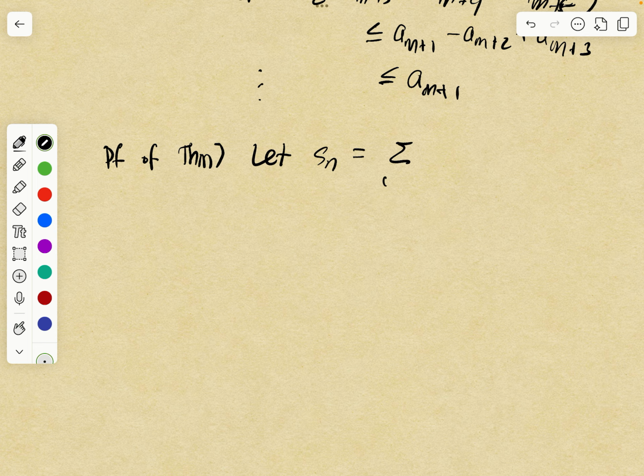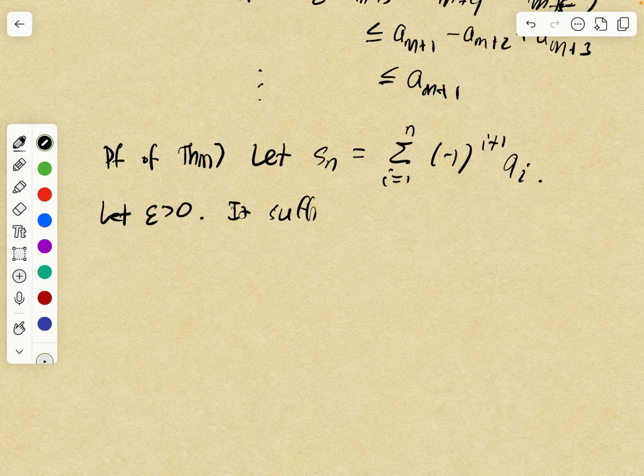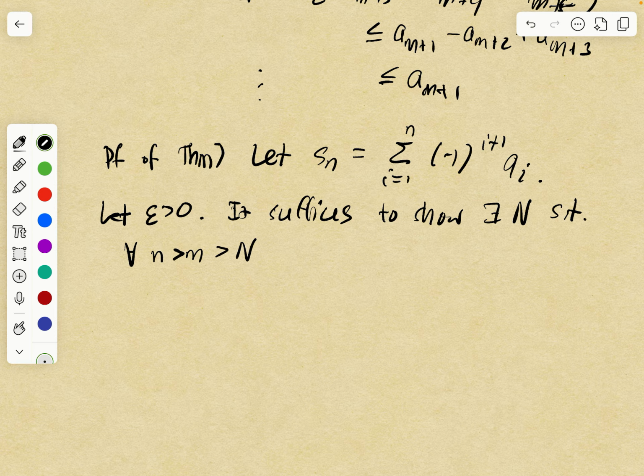So that's the sum from i equals 1 to n of negative 1 to the i plus 1 a sub i. And we let epsilon be greater than 0. So we know that since R is complete, to show that the sequence of partial sums converges, it's enough to show that it's Cauchy. So it suffices to show that there exists some capital N such that for all n greater than m greater than capital N, the absolute value of S sub n minus S sub m is less than epsilon, right?